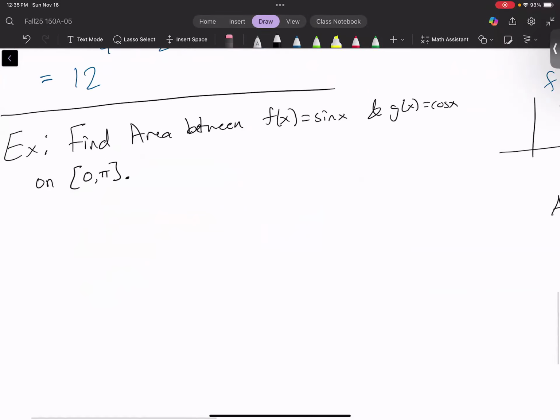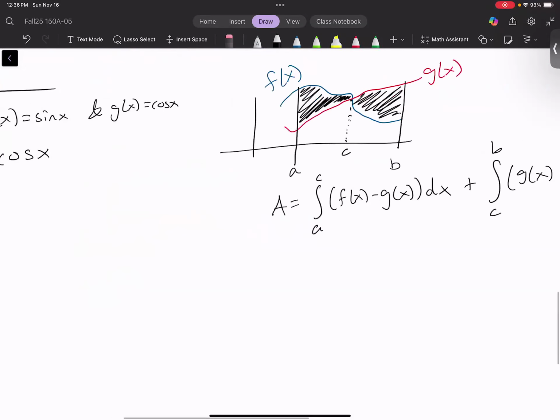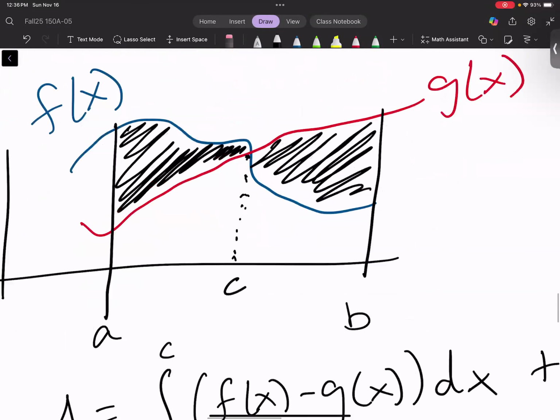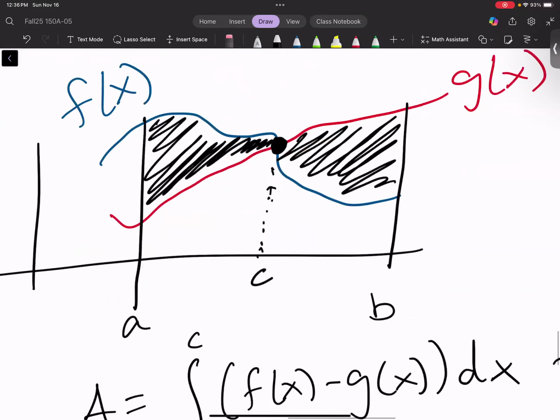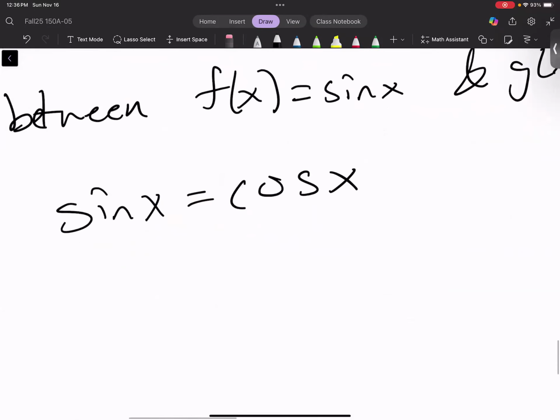So for us, I need to figure out my intersection points, if there are any. So I need to set my two functions equal to each other, right? So an intersection point, they have the same y value, right? They have the same y value, and we're trying to find this x value, c. So if the y values are the same, you just set the two y values equal to each other.